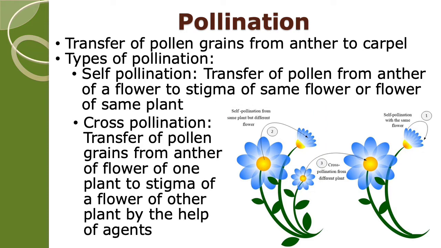Another process of pollination is cross-pollination. In cross-pollination, we are also having transfer of pollen from one flower to another flower. However, that second flower, which is getting the pollen, is present on another plant that belongs to the same species. Now, this transfer of pollen from one flower to another flower is usually done with the help of agents.